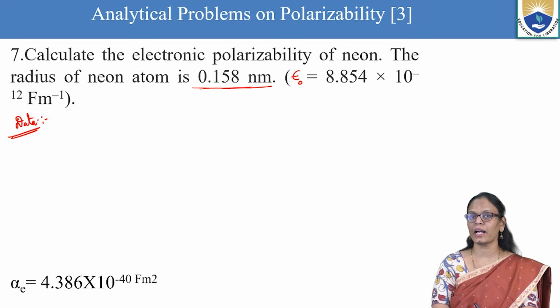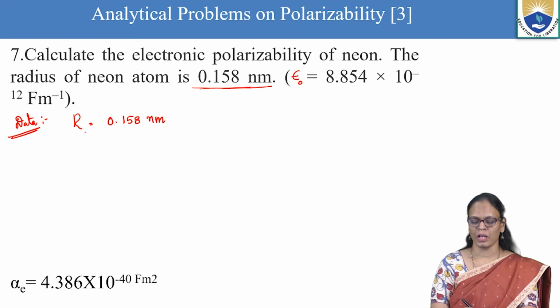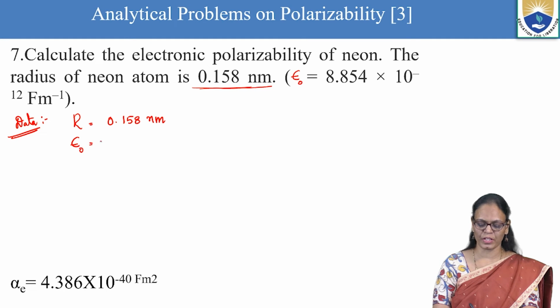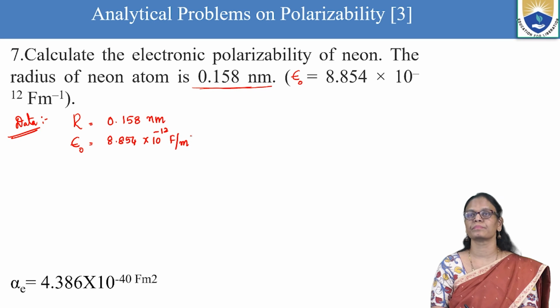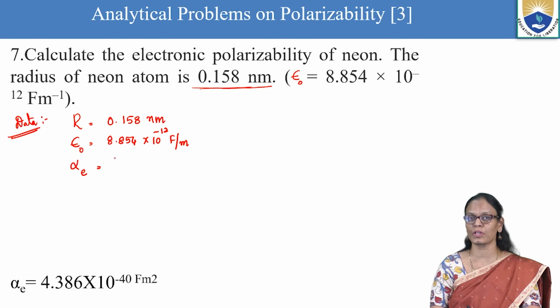We have to calculate the electronic polarizability. Radius of the neon atom is given, 0.158 nanometer. Epsilon naught is also given here, even though it is a constant, 8.854 into 10 power minus 12 farad per meter. What we have to calculate is alpha E, electronic polarizability. Alpha E we have to calculate.